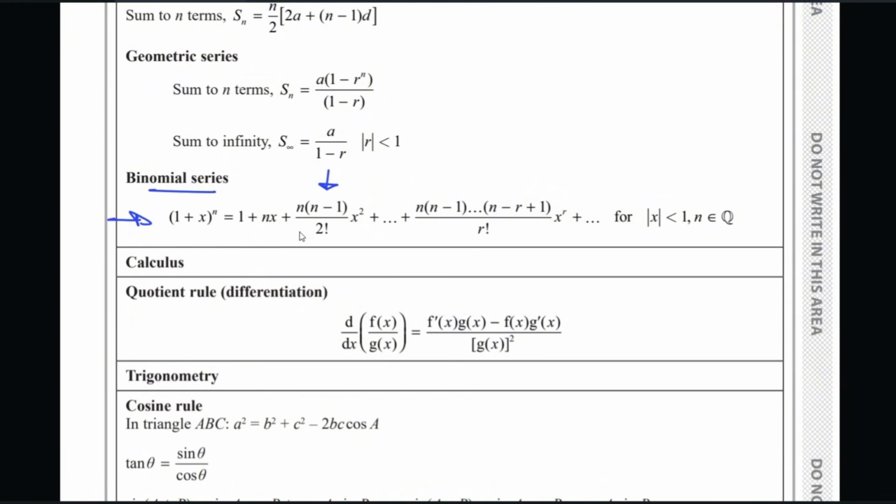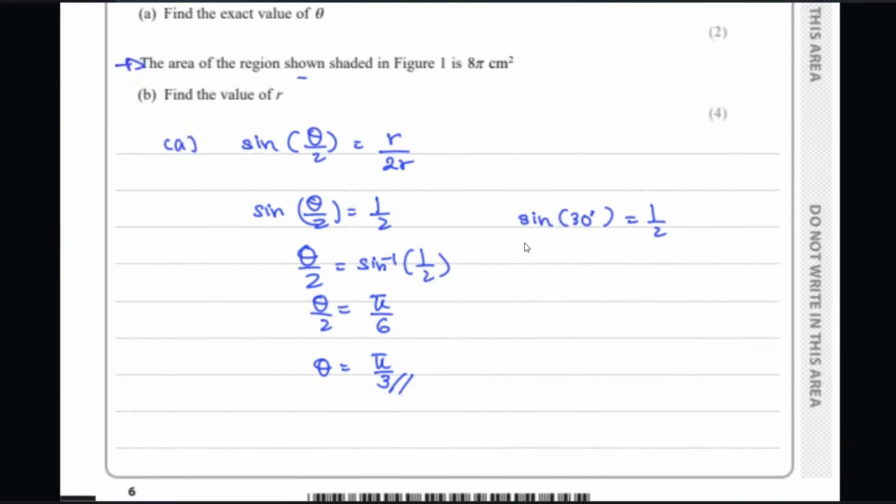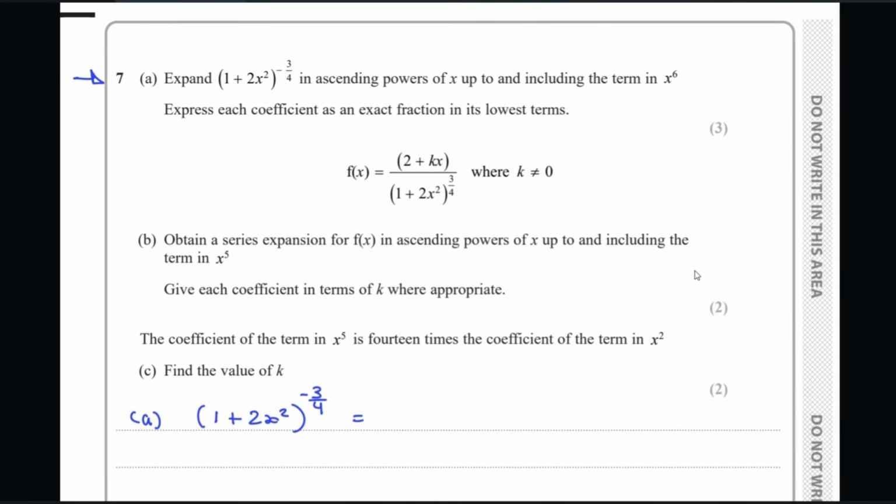The second term is going to be n(n - 1) divided by 2 factorial times x². So the third term would be n(n - 1)(n - 2), and because it is the third term, it'll be divided by 3 factorial and times x³. And it goes on like this. So let's go back and apply this formula. What do we need to do? We need to expand this up to and including the term in x⁶.